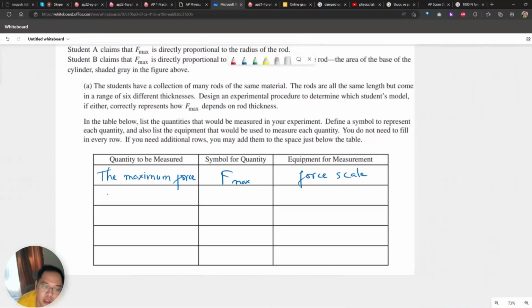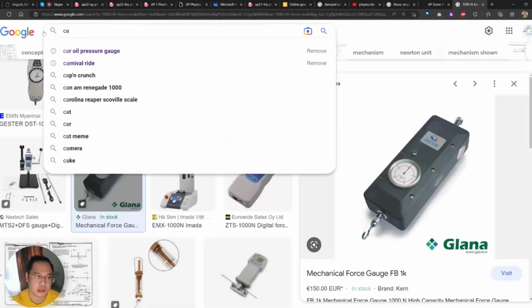The second thing we need to measure is the radius, or we can measure the diameter, because it's difficult to measure the radius directly. The diameter of the rod, and the letter is D. We can measure that with, what's the name of the thing? I forgot the name. A ruler. A caliper. It is different from a ruler because a ruler is not accurate enough. Caliper.